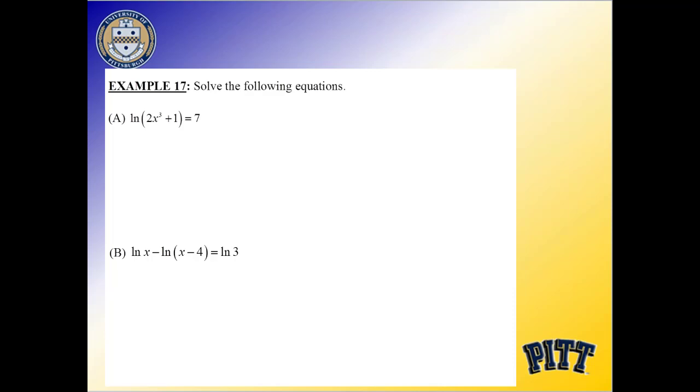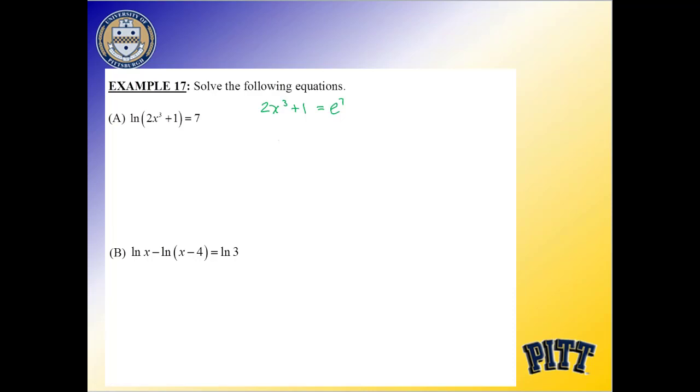So for instance, in part A, the natural log of the quantity 2x cubed plus 1 equals 7, the first thing I have to do is turn this into an exponential equation. So the base is going to be e, so 2x cubed plus 1 is going to equal e to the 7th power.